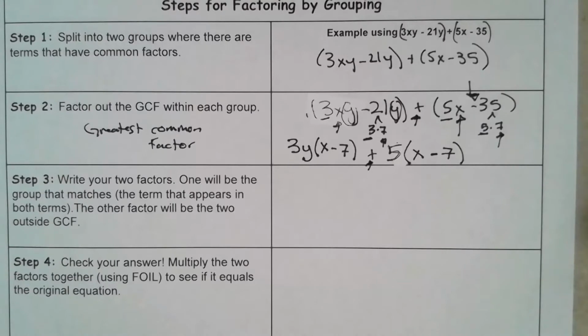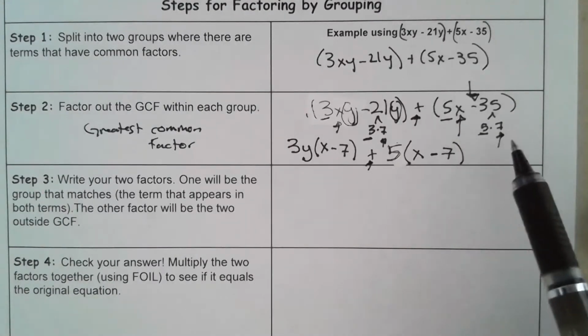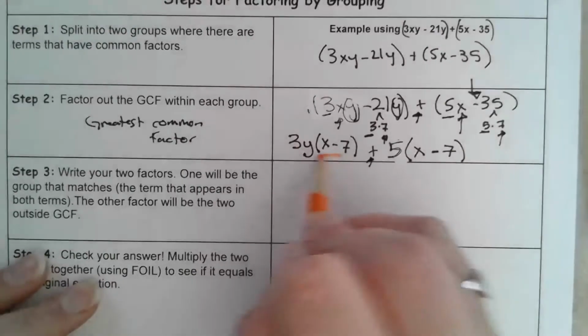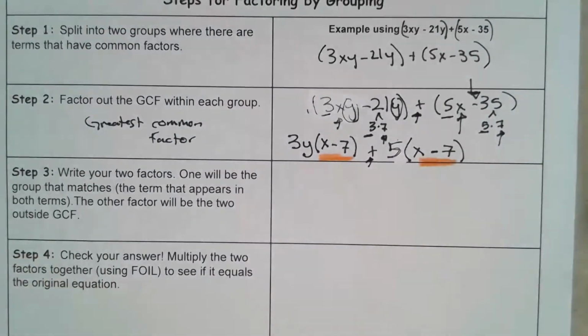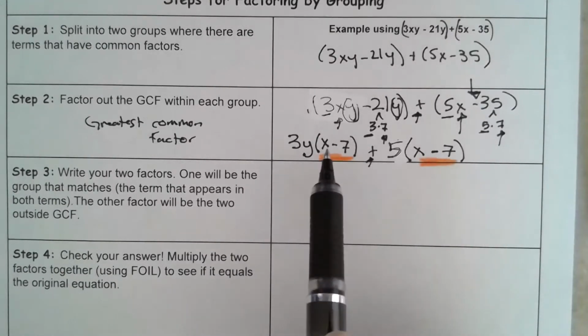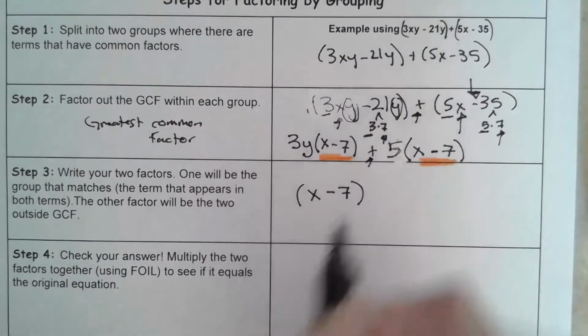Next thing is we're going to write our two factors. So remember, a factor of 35 is 5 times 7. It's what multiplies and gives me the original. Okay, so one will be the group that matches, or the terms that appear in both. So if you notice right here, these two match, x minus 7, x minus 7. That should always happen, that these two will always match. So that's going to be one of our factors, x minus 7.